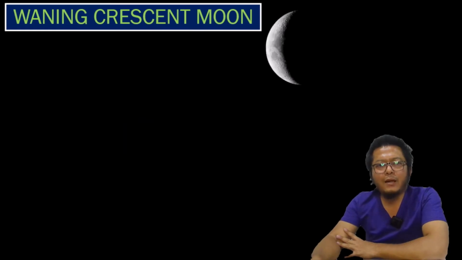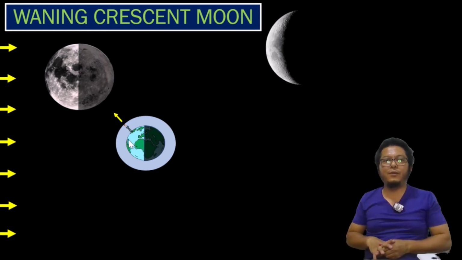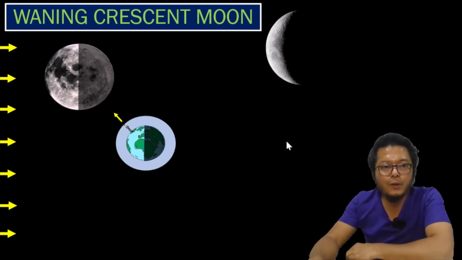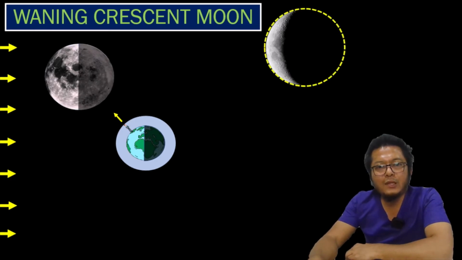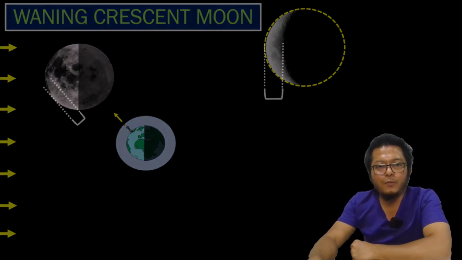And the last one, the waning crescent moon. When we are here, we're looking onto the sky. This is morning. The sun shines here, and this is afternoon. So in the morning, we can see a little part of the moon because the moon is over here. The position is different. What we actually see is only this part of the moon. That's why we see a little, because we can only see a small part of the moon. So this is the waning crescent moon.